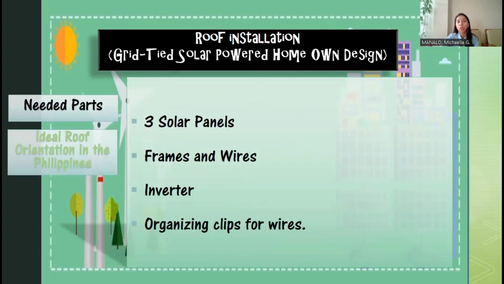So, let's proceed to the roof installation. So, needed part. We have, as said earlier, 3 solar panels, frames and wires, inverter, and the organizing clips for wire. So, ito yung nasa roof installation.